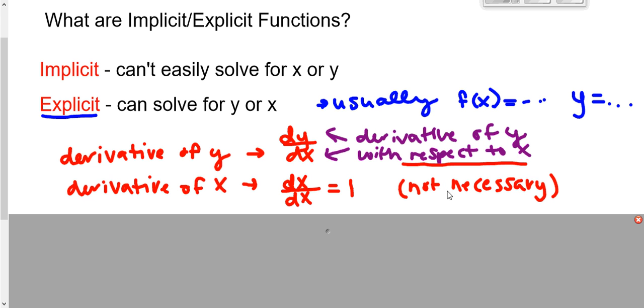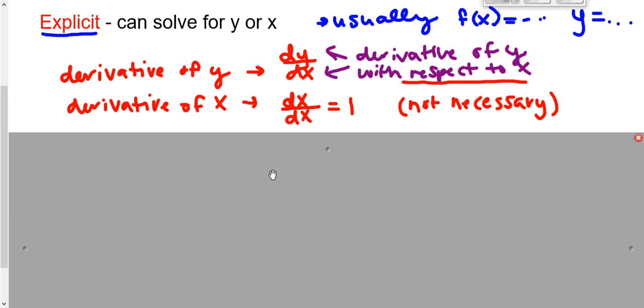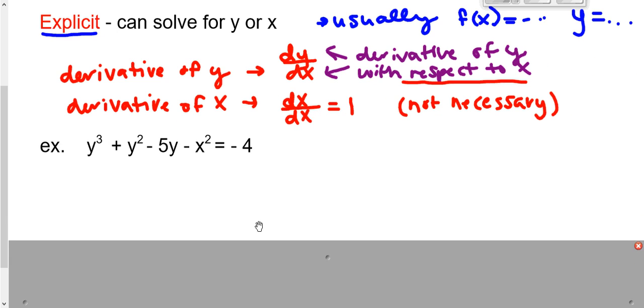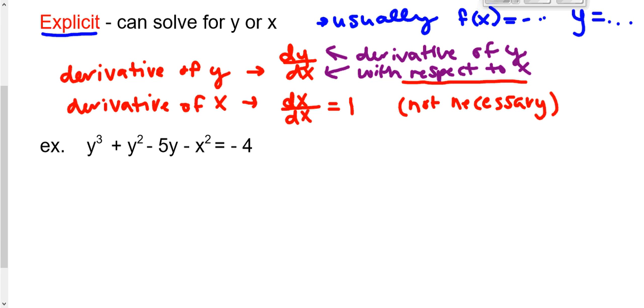Okay, so let's look at a problem and look at why we needed to know these things. This is an example of an implicit function. All of our y's and all of our x's are on the same side. It's not already solved and it's not going to be easily solved for. Explicit is what we normally deal with. Implicit is the new one. Explicit is like explicit directions, step 1, step 2, step 3. Implicit is like we had a conversation and you had to figure out what the directions were.